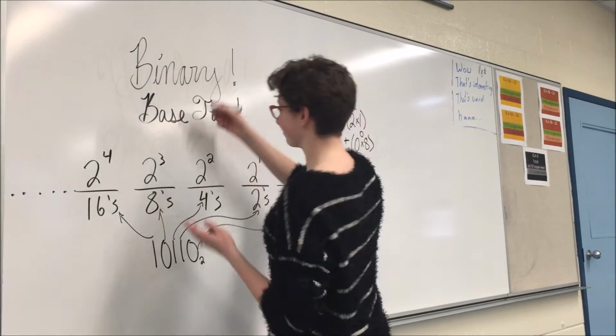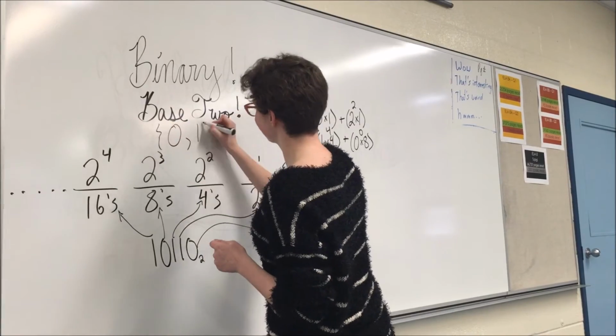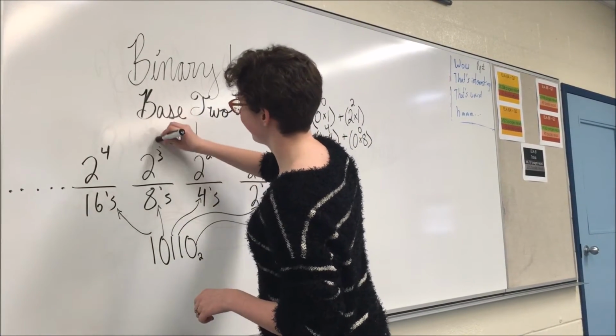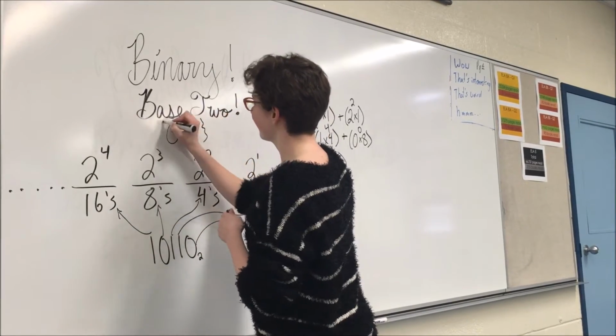So to distinguish the difference between binary and decimal, there's a little subscript that has either a 2 or a 10. These, it's just zeros and ones.